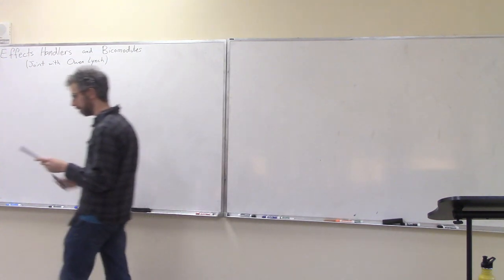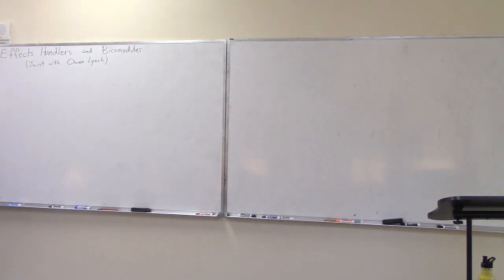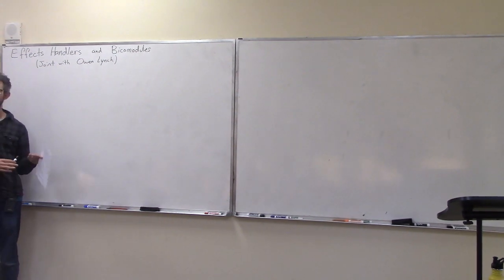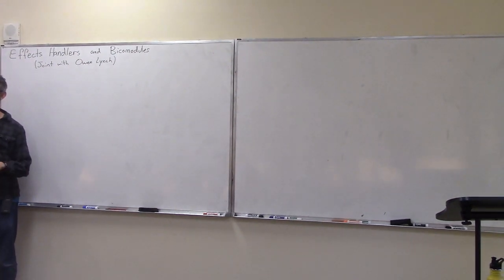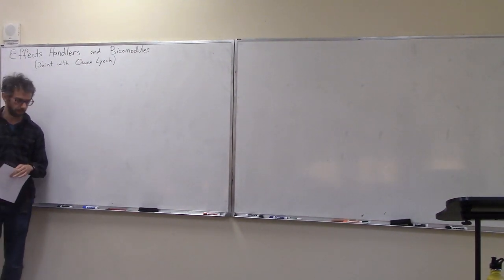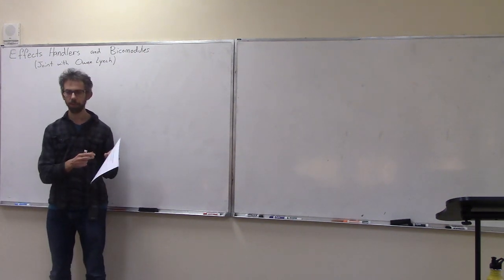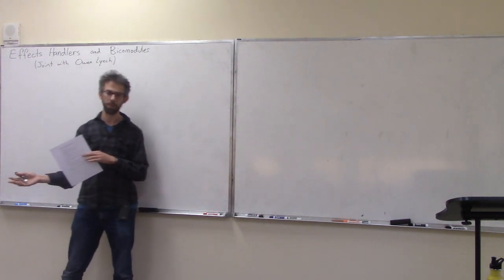I will be talking about effects handlers and bicomodules, and this is joint work with Owen. To start off, everyone kind of knows the story of category theory and CS as programming languages. You have these functional programming languages, and you have a category whose objects are the data types and whose morphisms are the functions.